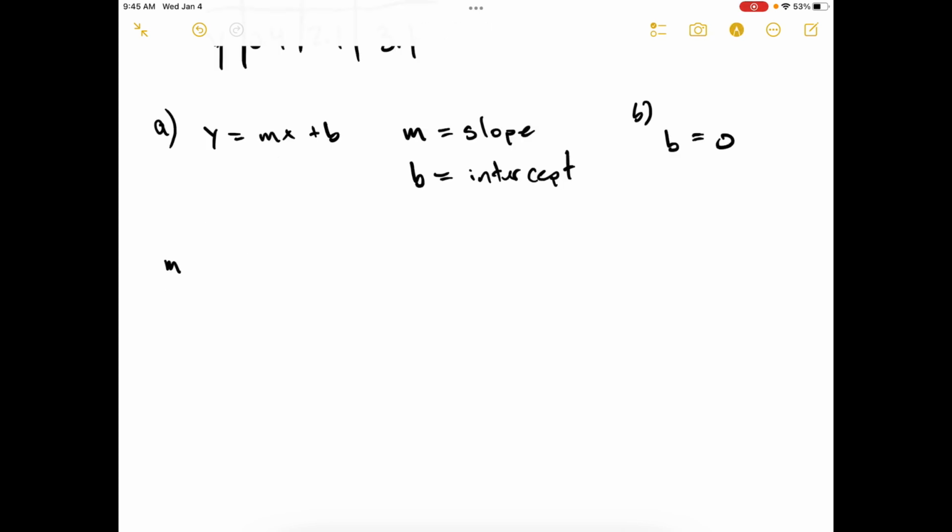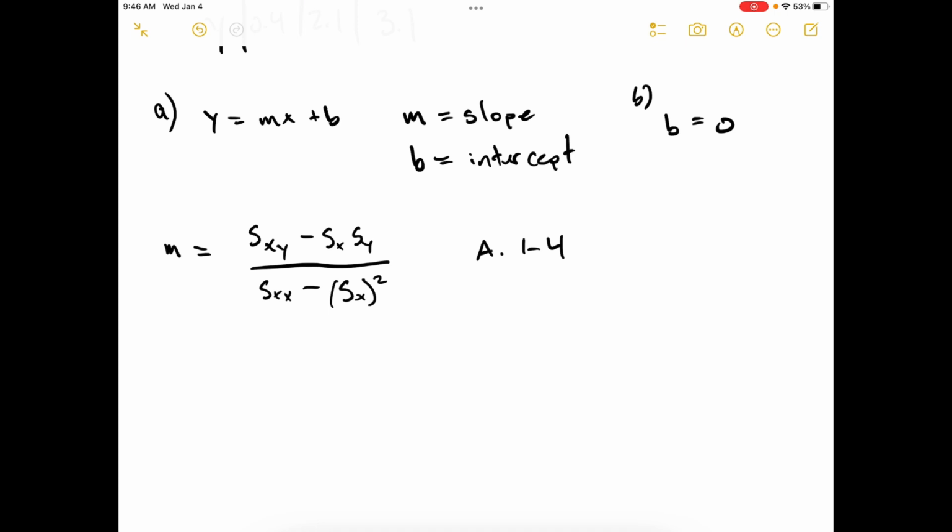So they say that if the line does not go through the origin, the slope equals (Sxy minus Sx Sy) over (Sxx minus Sx squared). This is equation A.1-4. And in order to define what Sxy, Sx, and all of these S values in this function are, we use equations A.1-3.